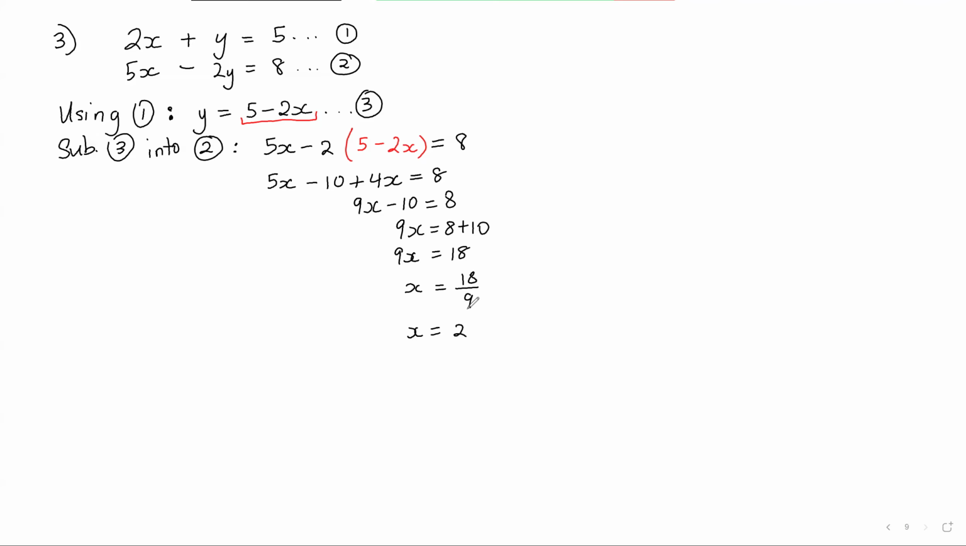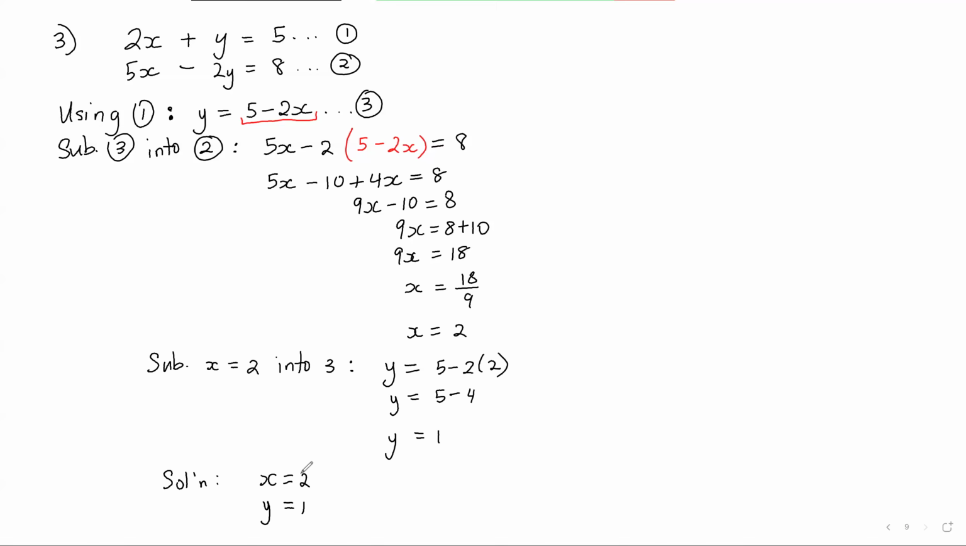And once I get what x is equal to, I can now substitute it. So I'm going to substitute x is equal to 2 into equation 3, since that would be the simplest equation to substitute it into. So that would be y is equal to 5 minus 2 times x. So that'll be 2 times 2. Y is equal to 5 minus 2 times 2, which is minus 4. So this one, y is equal to 1. So therefore, my solution to this pair of simultaneous equations is x is equal to 2, y is equal to 1.